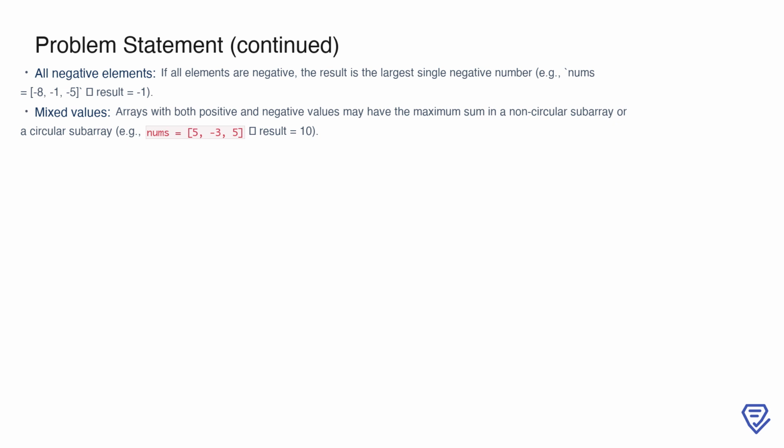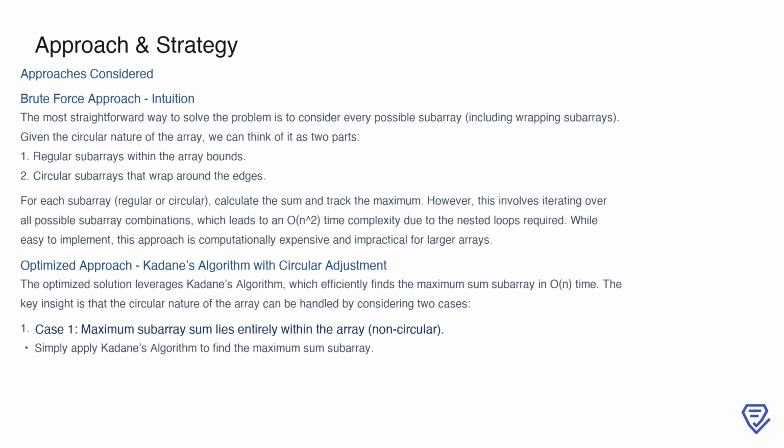To solve the maximum sum circular subarray problem, we can explore a few approaches. Starting with the brute force approach, the intuition here is to consider all possible subarrays, both regular and circular. A regular subarray stays within the bounds of the array, while a circular subarray wraps around the edges, connecting the last element back to the first. For each of these subarrays, we calculate the sum and track the maximum value. However, this method requires nested loops to evaluate all combinations, resulting in an O(n²) time complexity. While straightforward and easy to implement, it's computationally expensive and not practical for larger arrays.